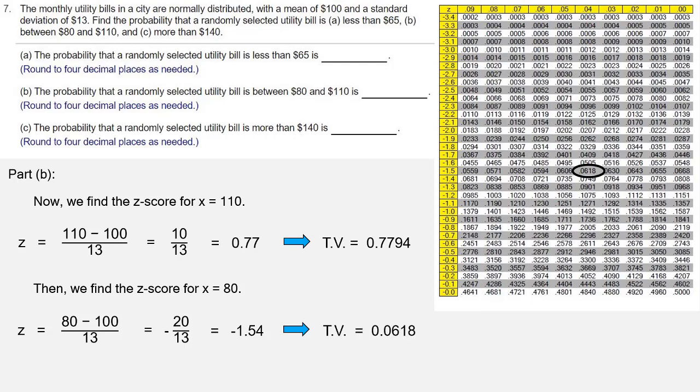So to find the probability that the bill falls between $80 and $110, we're going to subtract these two values. So we do 0.7794 minus 0.0618, and that probability is 0.7176. That's your answer for part B.